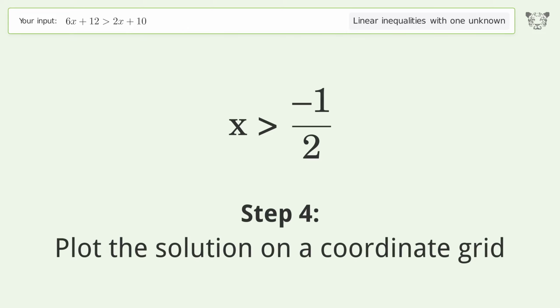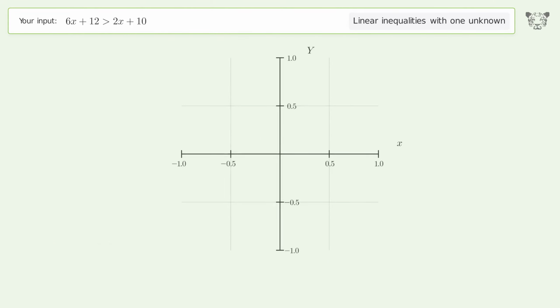Plot the solution on a coordinate grid. And so the final result is x greater than -1/2.